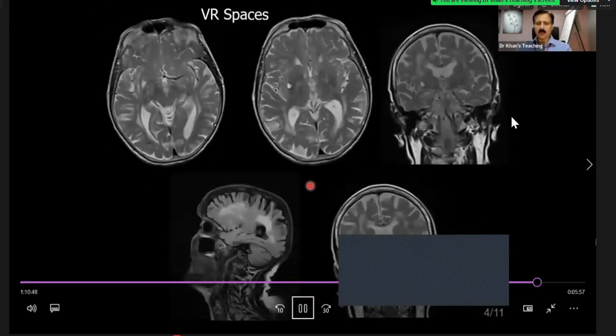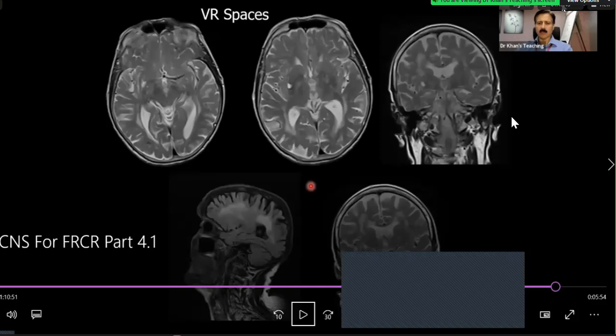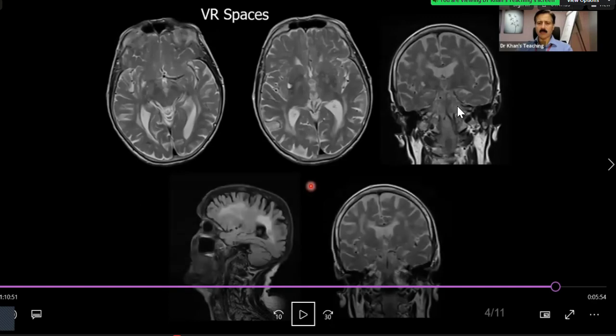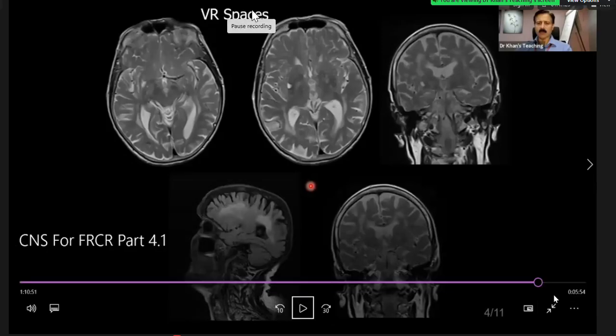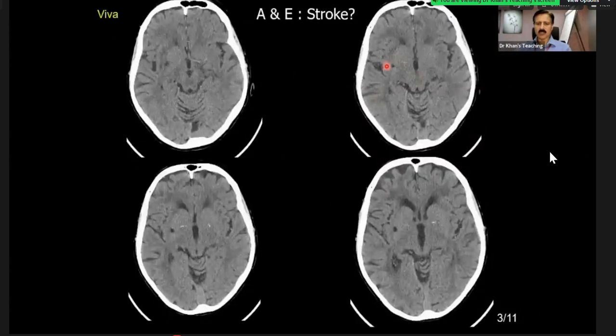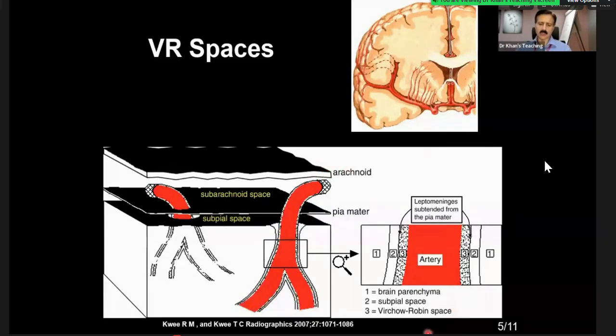So, Virchow-Robin space, or what we call perivascular spaces, are seen again in this case here. So this was the CT scan. This was not a lacunar infarct. This is a Virchow-Robin space. And the learning point is what are these spaces, and what is the significance, particularly vis-a-vis our exam.